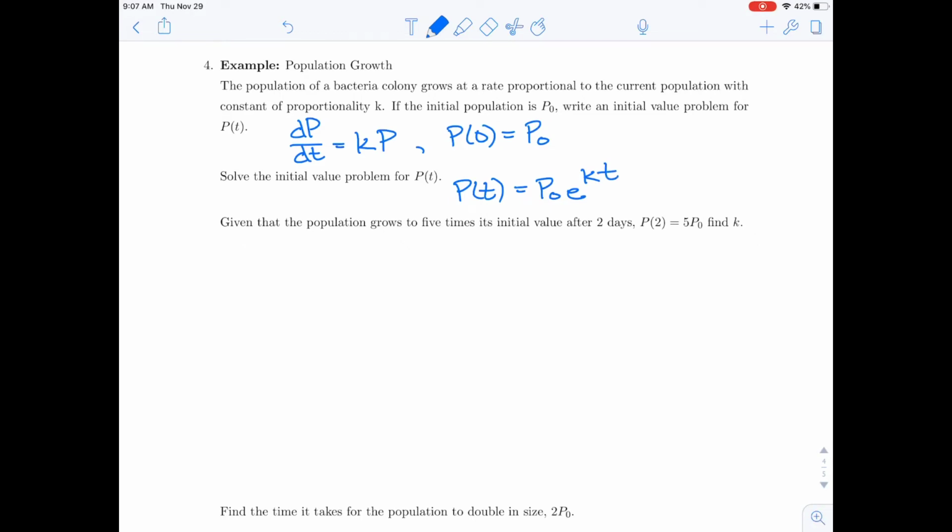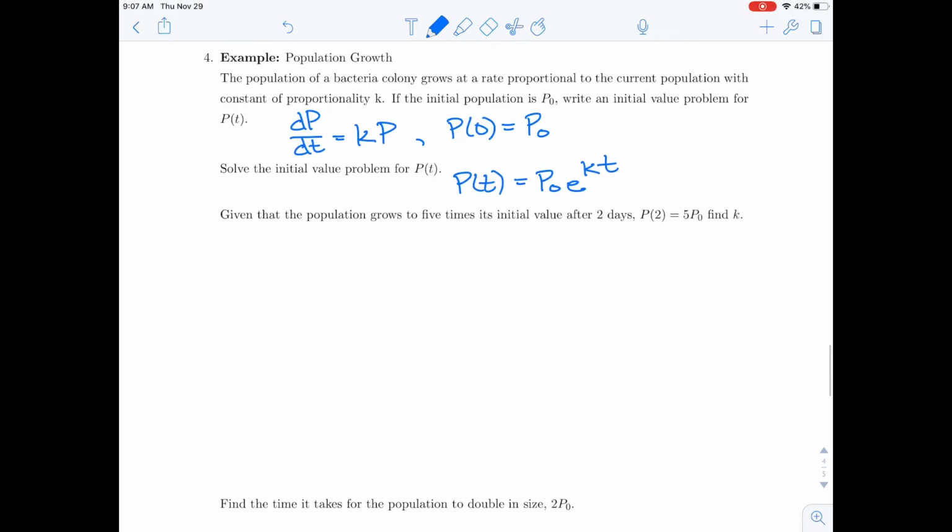But at this point, we have not determined what the constant of proportionality k is. We would need to do some sort of measurement on the bacteria population. So for example, we could measure that the population of bacteria grows to 5 times its initial value after 2 days, or P of 2 is equal to 5 times P sub 0, and we can use that information to find k. So P of 2 for our solution is P sub 0 e to the k times 2, and we can set that equal to 5 times the initial population, P sub 0.